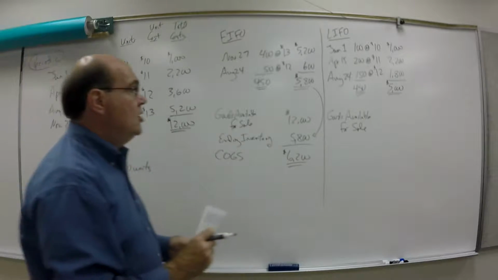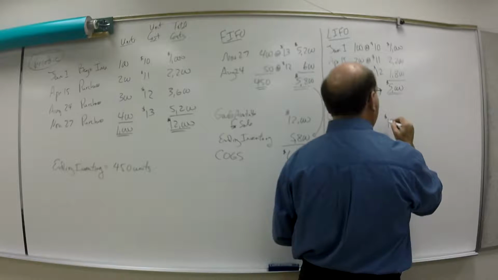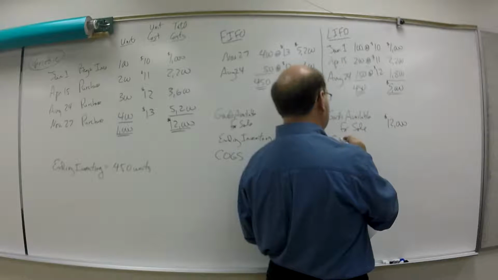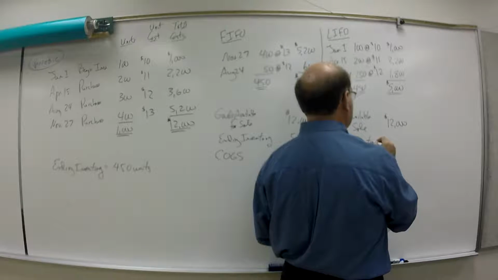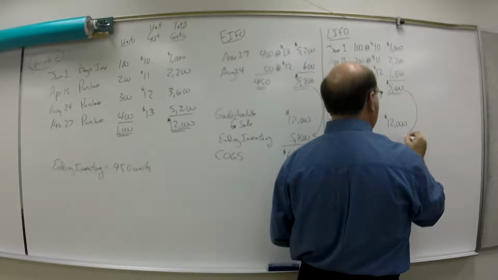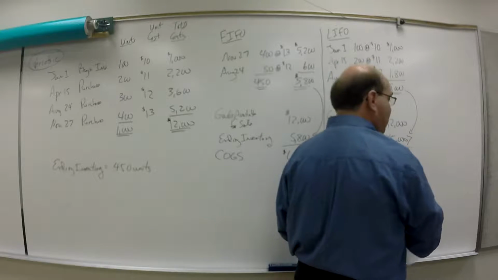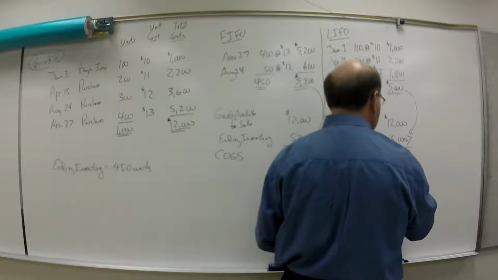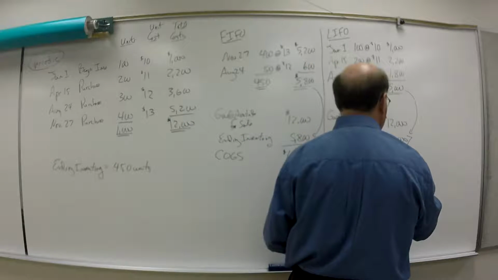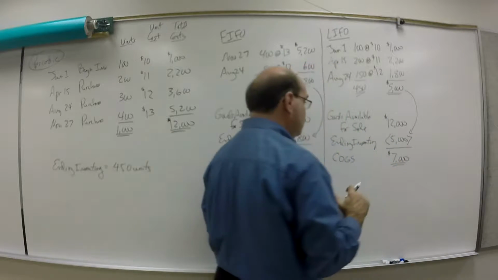That's the same number. I always had $12,000 available for sale during the period. That doesn't change. So I have $12,000. But now I'm going to say that my ending inventory was the 5,000. I subtract the ending inventory because I still have that. So the difference between what I had available and what I still had at the end must have been what I sold. And that's the 7,000. And that becomes my cost of goods sold.